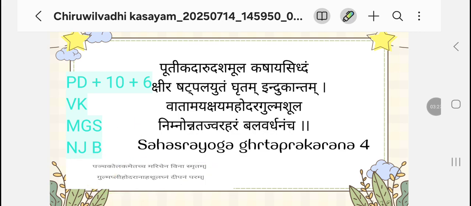And then the next, which is very important in this shloka, is Nimnottara Jwaraharam Balavardhanam Cha. Nimnottara Jwara means Vishama Jwaram. That is a Jwaram which is not subsiding, or which after a period relapses again and again. That is known as Nimnottara Jwara. In those conditions, what will happen? There will be Leena Dosha sedimented over our srotas, which due to favorable conditions will relapse again and again, and the person will have continuous fever.